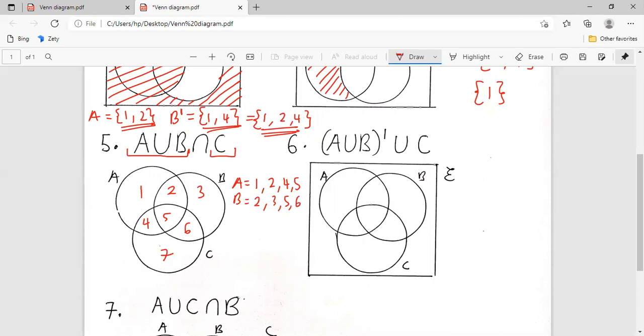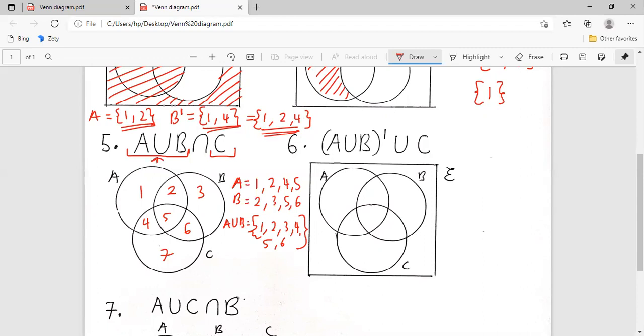Now, for the first part, that is A union B, we need to unite the 2 sets. We need to combine these 2 sets into one. When we combine the 2 sets, we shall get 1, 2, 3, 4, 5, and 6. So this will be the union: 1, 2, 3, 4, 5, and 6. We have united A and B, and this gives us the answer for the first part.